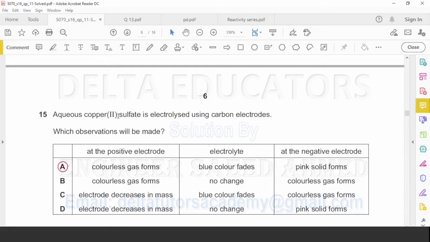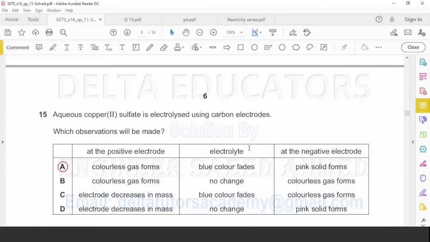Now oxygen gas is colorless. Since oxygen gas is colorless and colorless gas is given in option A, our correct option is option A, where it is given that at the positive electrode a colorless gas forms. This colorless gas is oxygen gas. Here at the negative electrode we got a pink solid. This pink solid is because of copper.